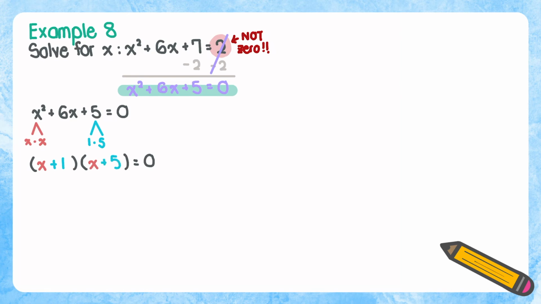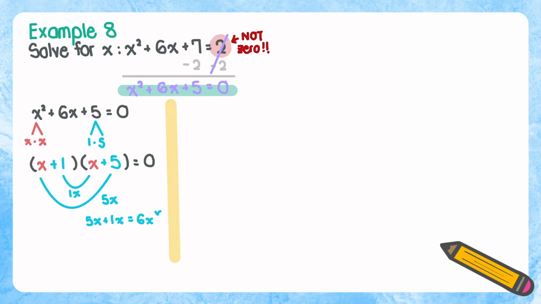But just in case, let's check our work. So I multiply the outer terms. X times 5 is 5x. I multiply the inner terms. 1 times x is 1x. And then I combine it. So 5x plus 1x equals 6x, which is exactly that middle term we're looking for. So I know I've factored correctly. So now I can move on to the next step of using the zero product property.